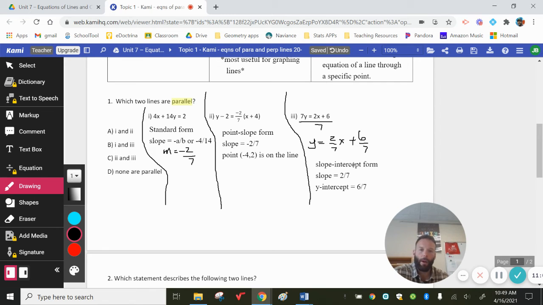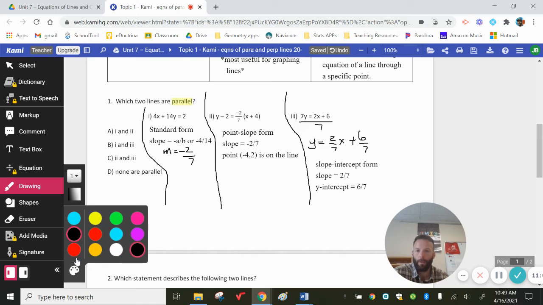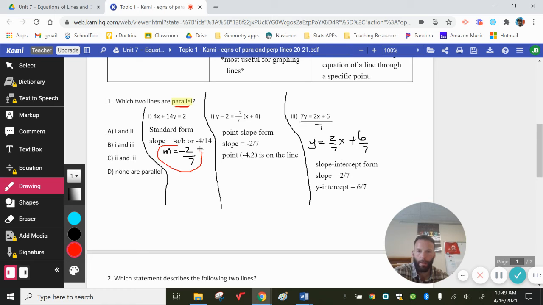But now that I have all the information from each of these equations, I can go back to what I was intending to do in the first place and say which lines are parallel. So I'm looking at slope in each case. The slope of the first line is negative 2 over 7. The slope of the second line is also negative 2 over 7. But the slope of the third line is positive 2 over 7. So this one does not fit the other two. Therefore, only lines 1 and 2 are parallel to each other.